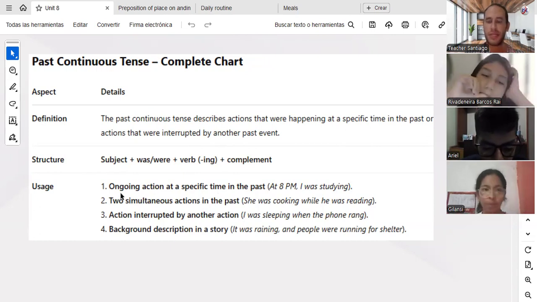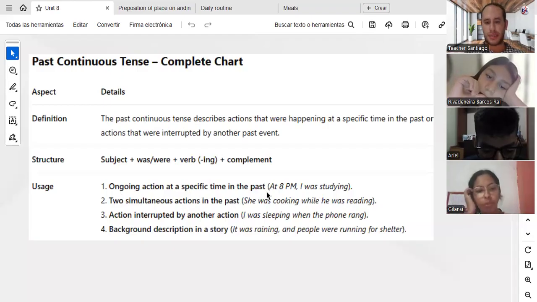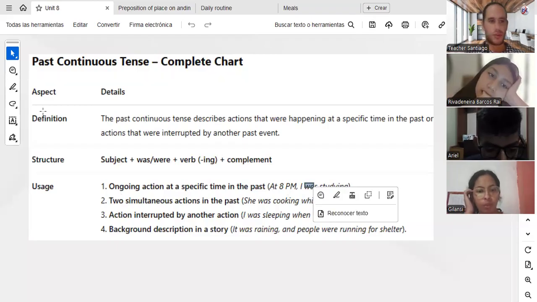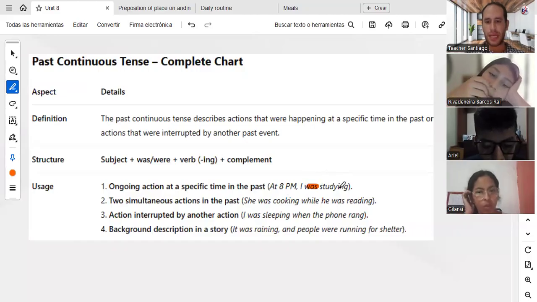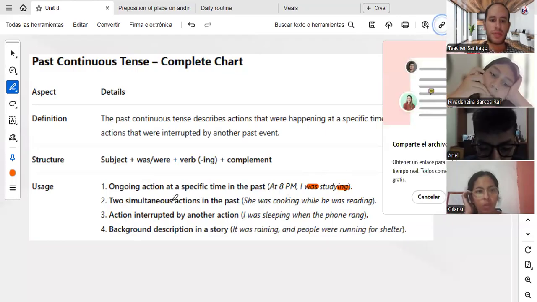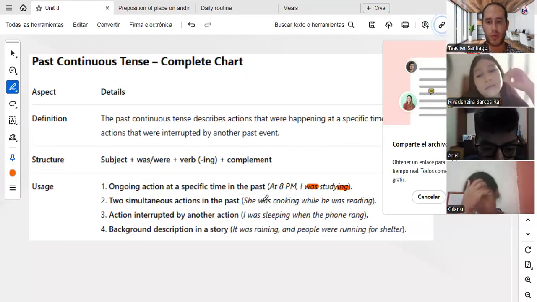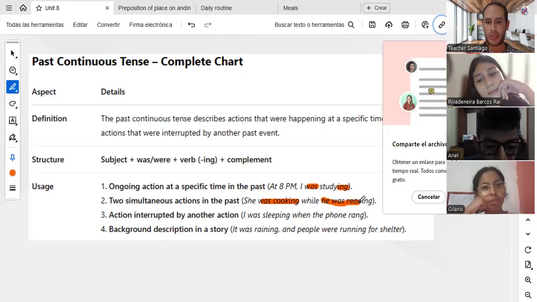O sea, situaciones ongoing es cosas que están pasando. Simultaneous action in the past. For example, at 8 p.m., I was studying. So notice we use verb to be in past, was or were, in this case was, and we use verb with ing, right? Simultaneous action in the past. She was cooking while she was reading. That's amazing. While he was reading. So, mientras ella cocinaba, él leía. Two actions that happen simultaneously, right?